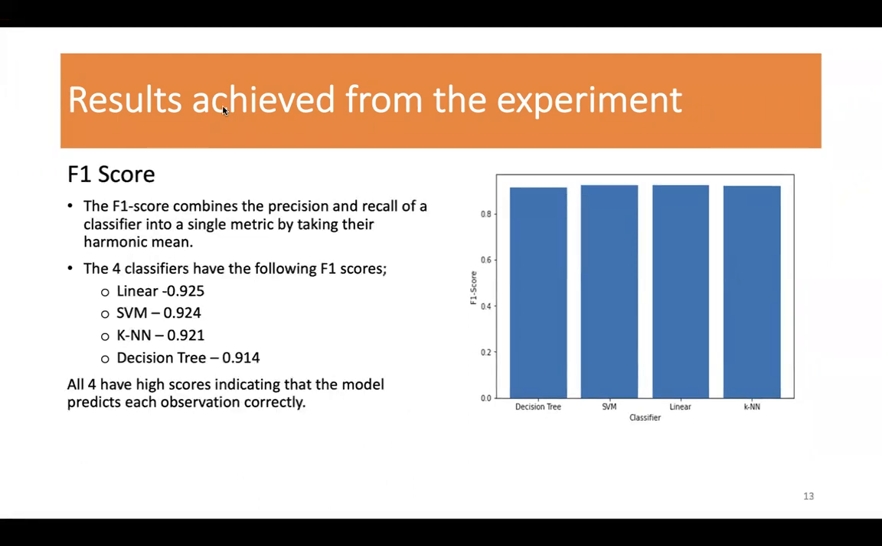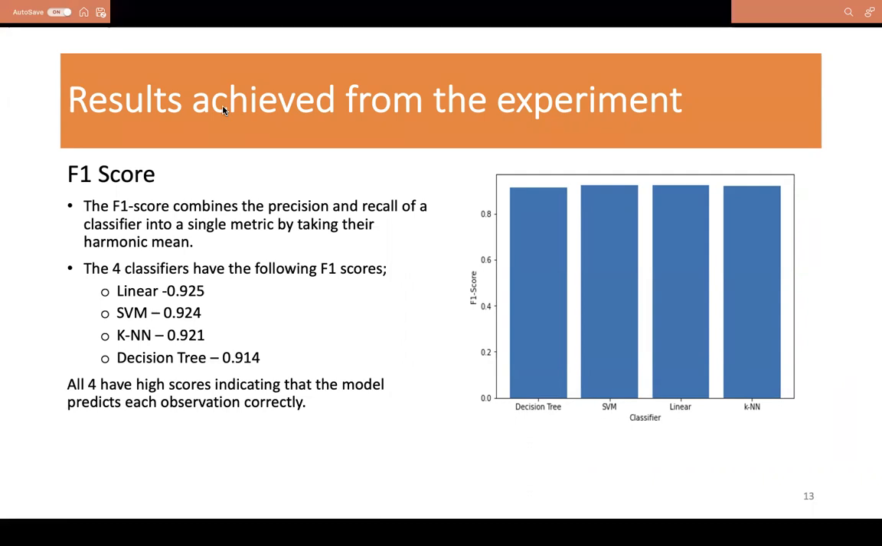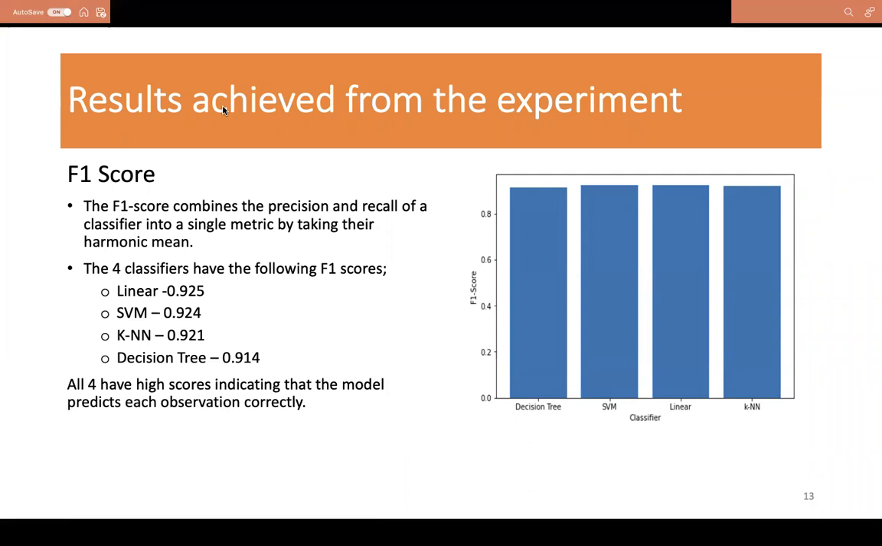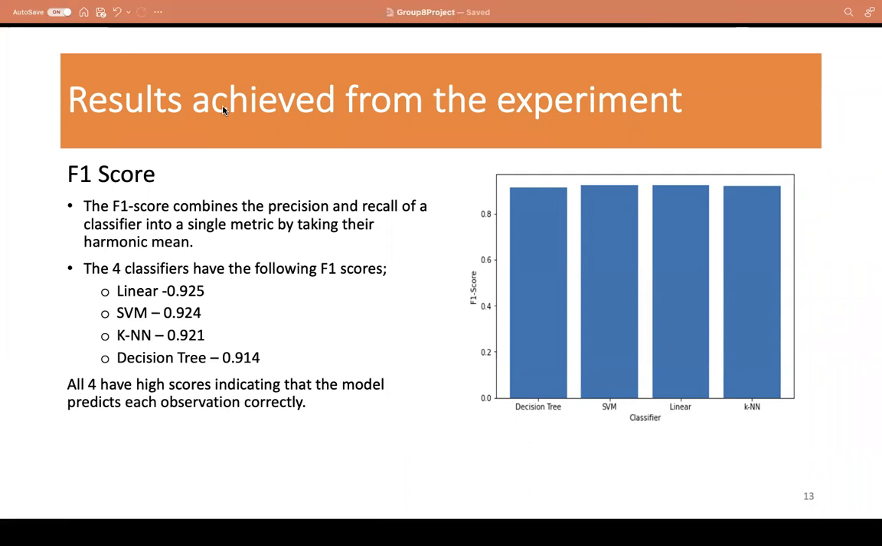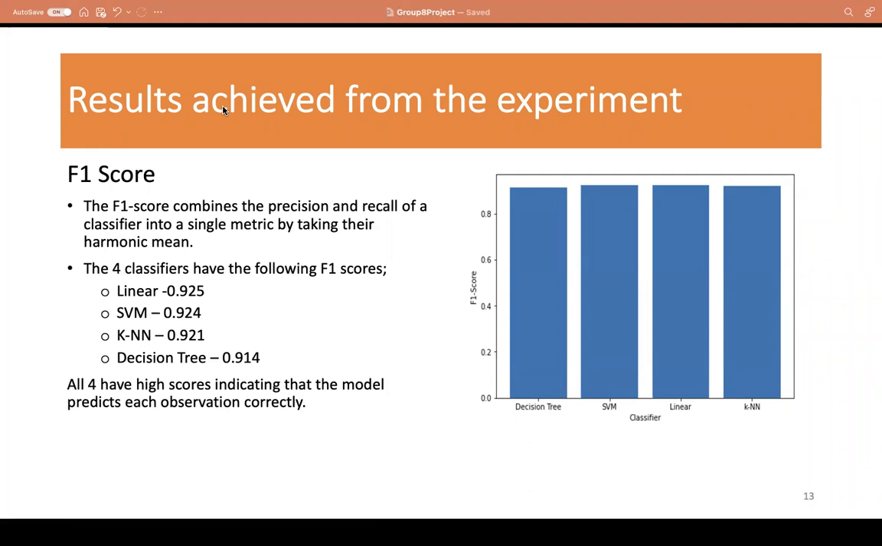Next slide, please. The F1 score combines the precision and recall of a classifier in a single metric by taking their harmonic mean. The four classifiers have the following F1 scores: linear 0.925, SVM 0.924, KNN 0.921, decision tree 0.914. All four have high scores, indicating that the model predicts each observation correctly.